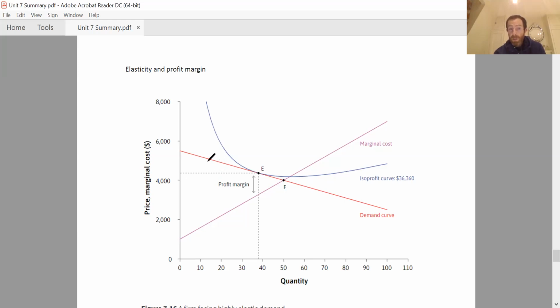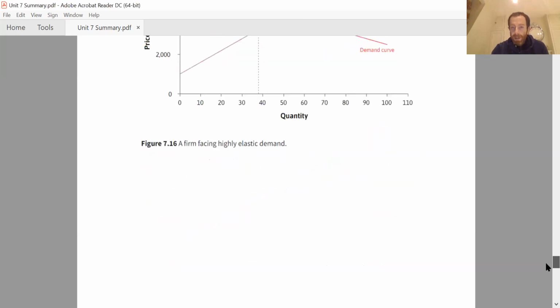You can see that simply by, if we drop the price by a relatively small amount, we would see a very, very big increase in demand. So that indicates to us the value of elasticity: the percentage change in the quantity demanded is going to be much bigger than the percentage change in the price. And let's now compare that to the graph below, where we have inelastic demand.